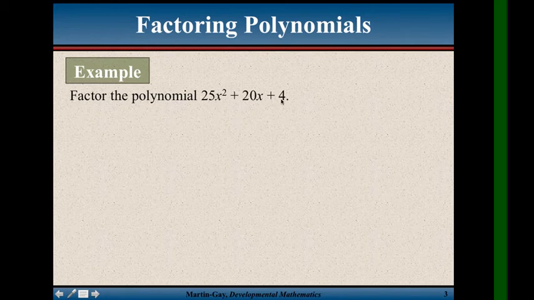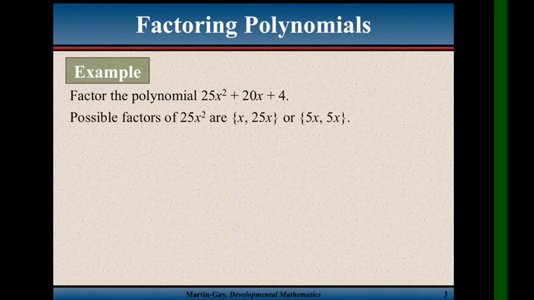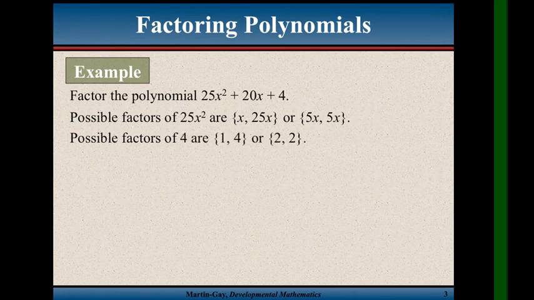So what do you think is the process or the way to factor this? The possible factors of 25x squared are x and 25x, and 5x times 5x. And then the possible factors for 4. So we will get the first term and the third term, 25x squared and 4. For 25x squared, we have two possible pairs of factors, and for 4 we also have two possible pairs.